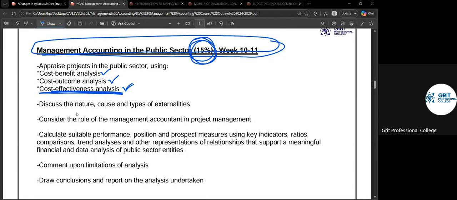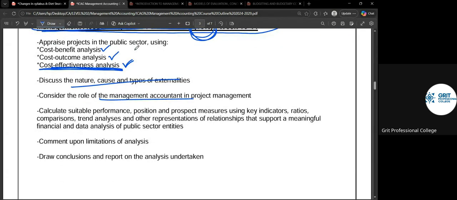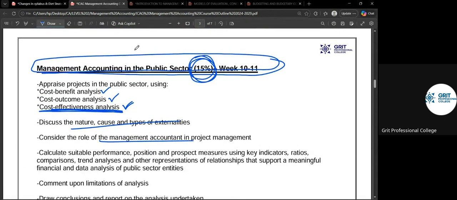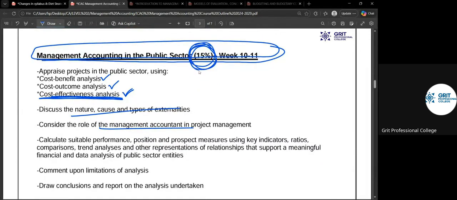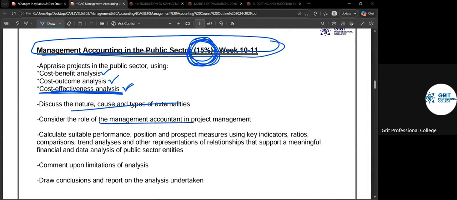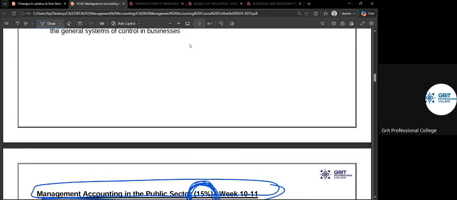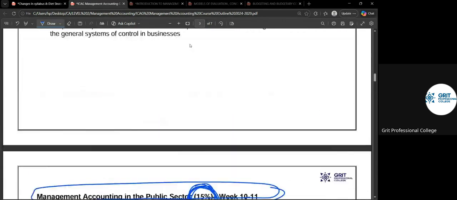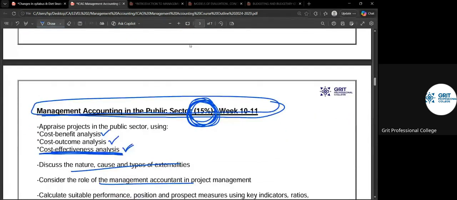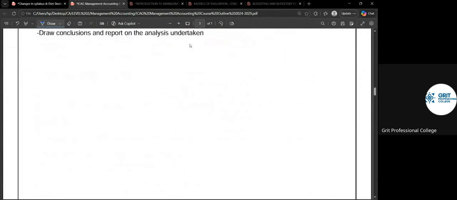So we spoke extensively about how to appraise projects using this. Some theory issues on externalities, the role of the management accountant when it comes to project management, and some other issues with respect to ratio analysis in the public sector. So all of these key issues are for 15 marks within the exam. You sum up all of these things and you are getting 100%. So this is the content of the syllabus as the ICAG has it.